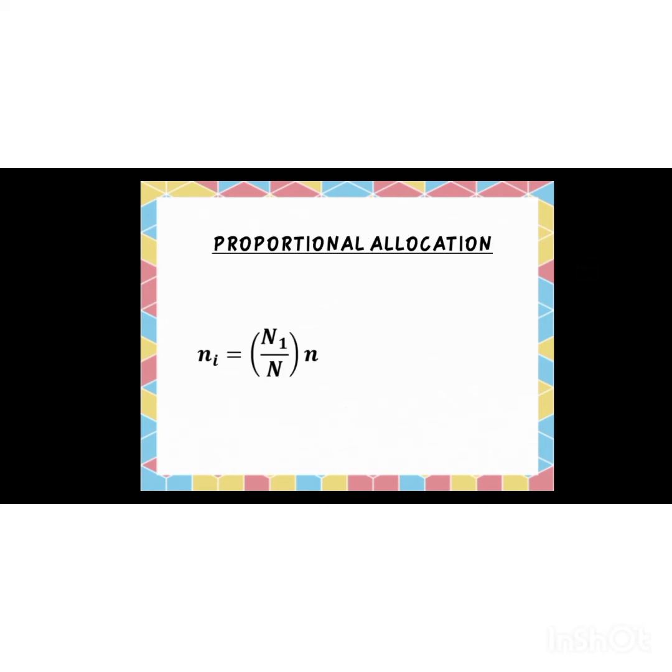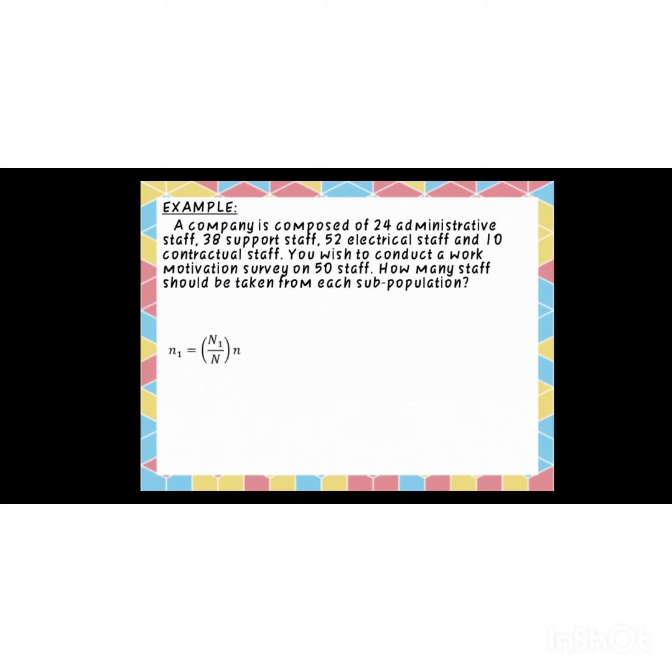The proportional allocation. For the proportional allocation, we have this formula where n sub i is equal to the quantity n sub 1 over N times the small n, where n sub 1 is the subpopulation of the stratum, the big letter N is the population size, and the small n here is the intended sample size. Okay, so let's have an example for the proportional allocation.